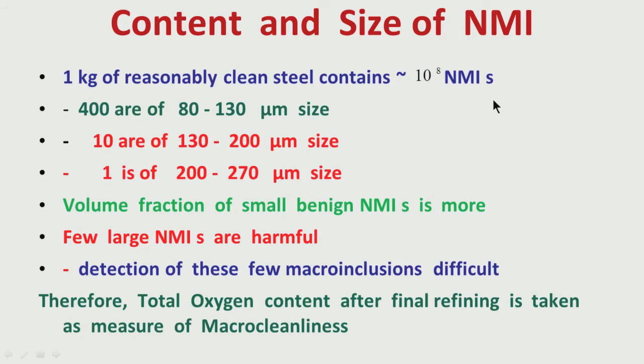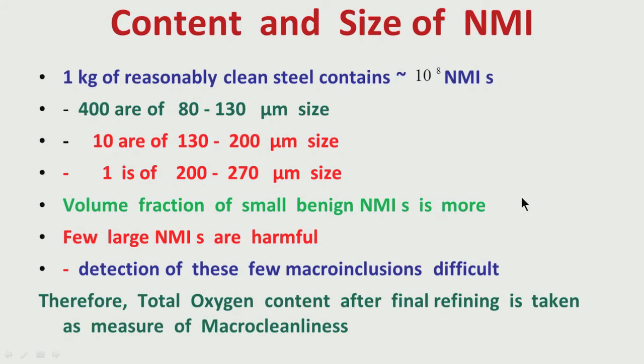Fortunately, out of these 10 to the power 8 inclusions, very few are of larger size. More than 99% are of very small sizes. Around 400 out of these 10 to the power 8 inclusions are 80 to 130 micron, only 10 are 130 to 200, and maybe only 1 is about 200 to 370. The small inclusions we call benign non-metallic inclusions, they have less deleterious effect in steel. So the number of these benign inclusions is large in steel.